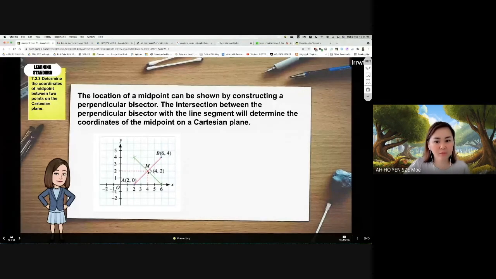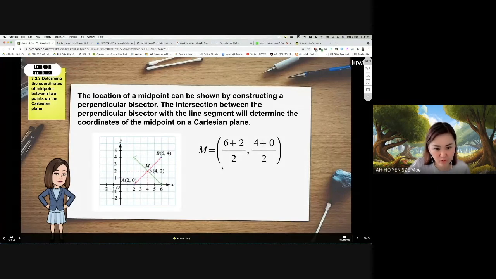Determine the coordinates of the midpoint on the Cartesian plane. Or we can use the formula. Remember the x1 plus x2. The x1 here is 2. 2 plus 6 or 6 plus 2 is the same thing, divided by 2. 6 tambah 2 ke 2 tambah 6 ke sama kan? So divide by 2. Another one, 0 plus 4 or 4 plus 0, divided by 2.